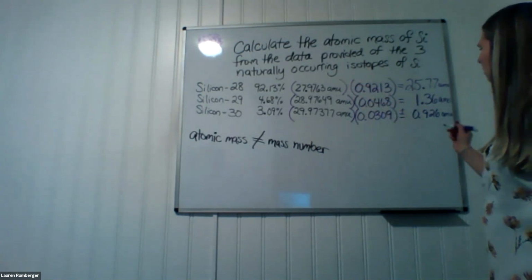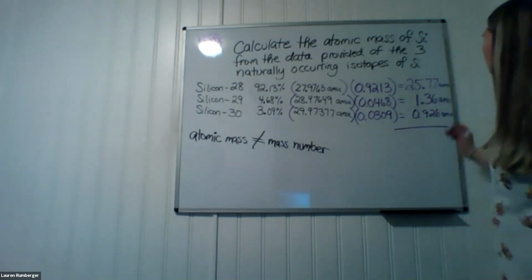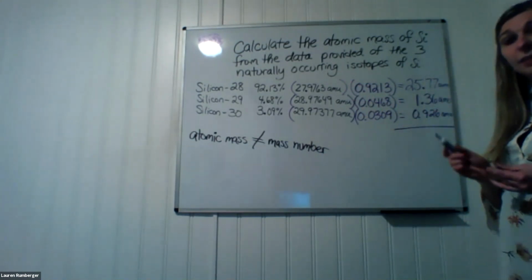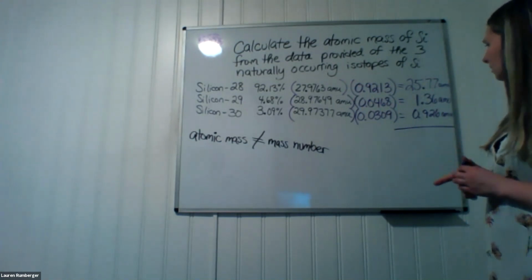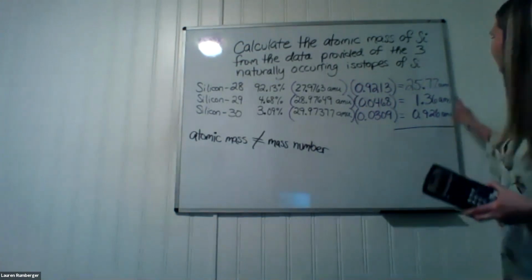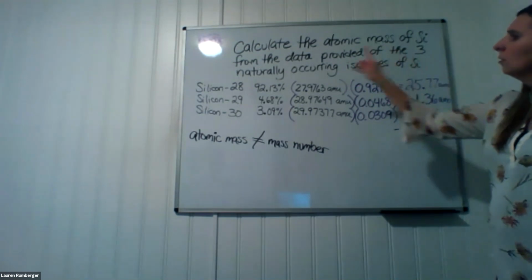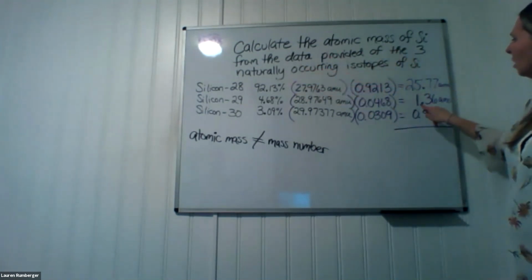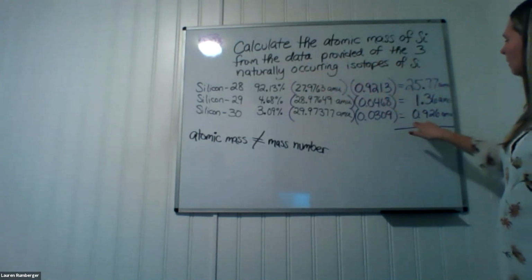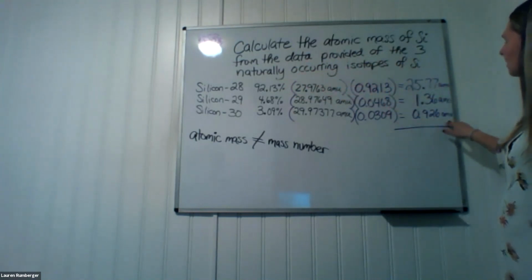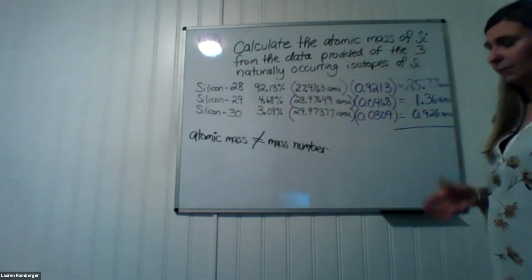All right, so once you've figured out the percentage of each of the individual masses that make up the atomic mass of silicon, now we're going to add them together. The rules for addition say that we're going to keep the least number of decimal places, okay? So this may be difficult to read. This is 25.77 AMU for the silicon-28, 1.36 AMU for the 29, and 0.926 AMU for the percentage of silicon-30.